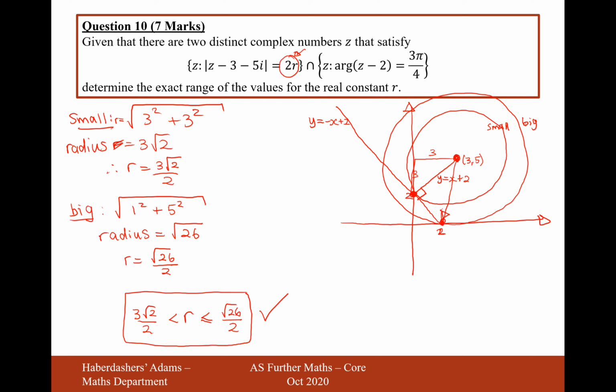Quite a tough one there. It's the diagram that was the key to this question, visualizing the question with the use of a diagram, thinking about when it will have one intersection, 0 intersections, or 2 intersections. So there we are, that's the answer for question 10, that's 7 marks, and that's all the answers to the October 2020 AS Further Maths core paper.